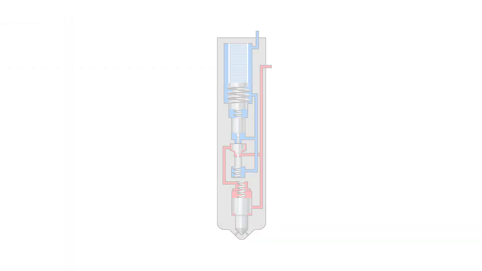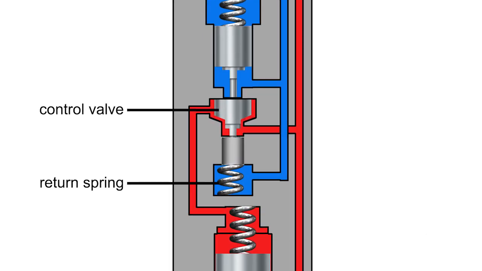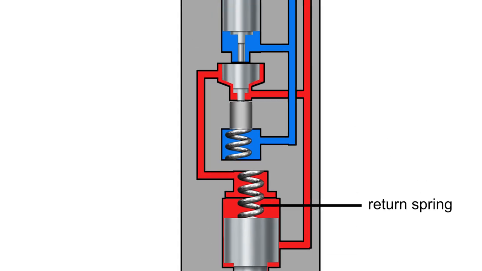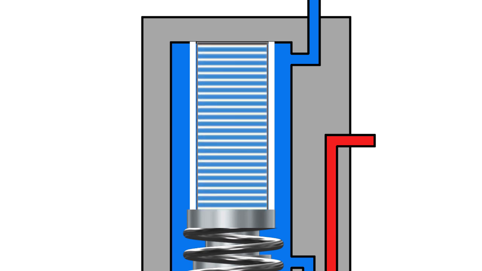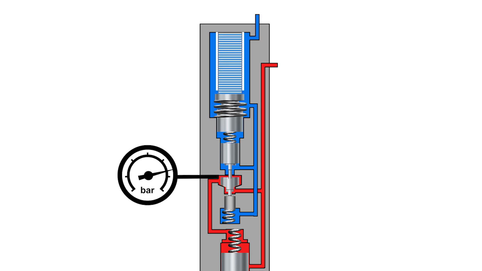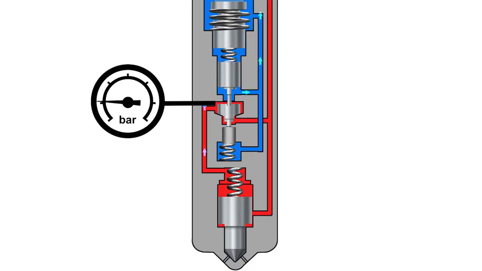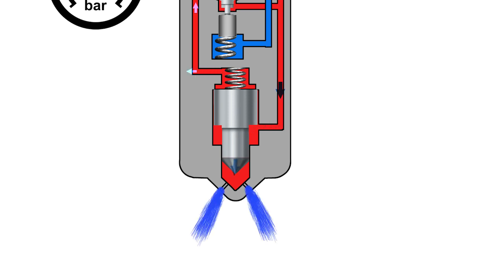The piezoelectric injector also comprises a control valve and return spring and a needle with a return spring, with the addition of a piezoelectric element which contains many hundreds of piezoelectric discs. A high voltage and current is required to cause the piezoelectric stack to expand or contract. The valve is operated by the piezoelectric stack, allowing the fuel above the needle out of the return line. This reduction in pressure allows the needle to lift against the return spring force. Fuel can now flow out of the nozzle holes.